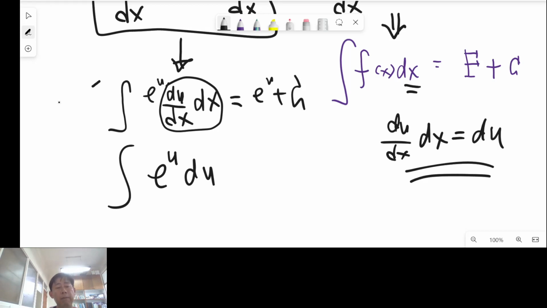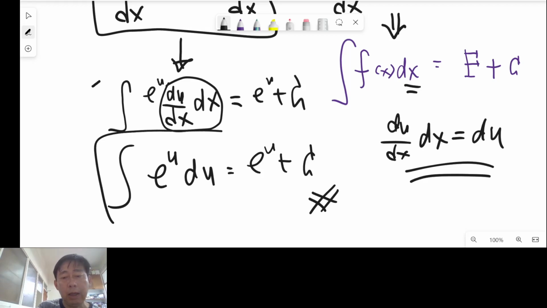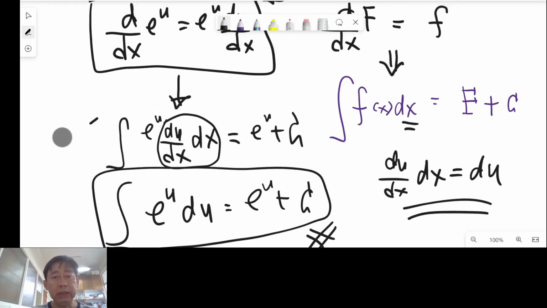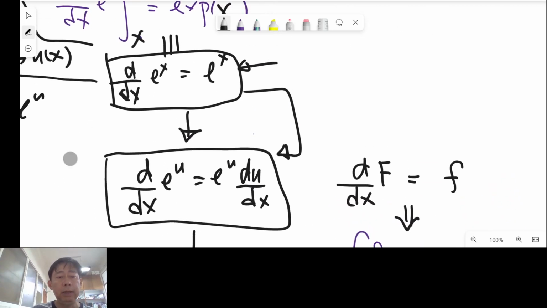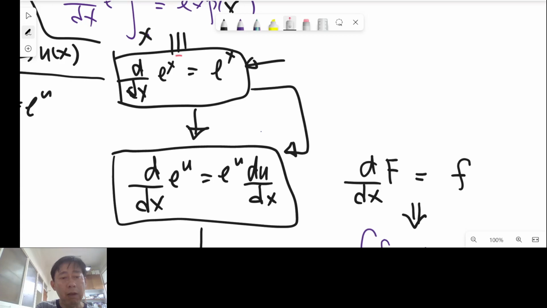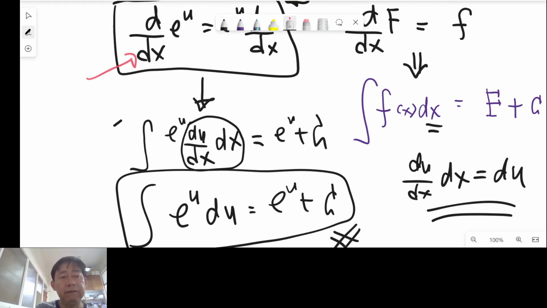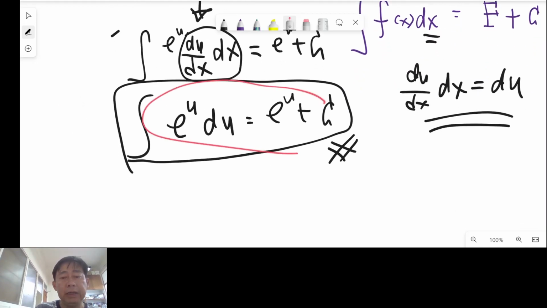So the integral of e^u with respect to the variable u is equal to e^u plus an arbitrary constant. So this is the integration that involves the exponent e^u, right? Up to this point we have derived the derivative of e^x and its generalization. Then from this generalized differentiation rule, we derive the integrations that involve e^u.